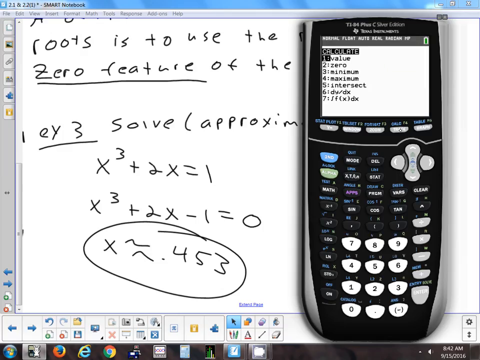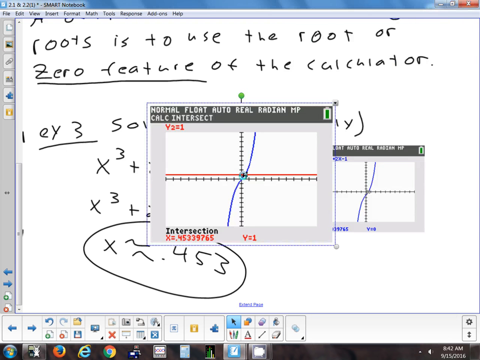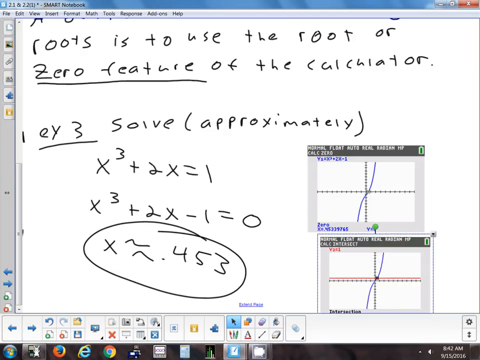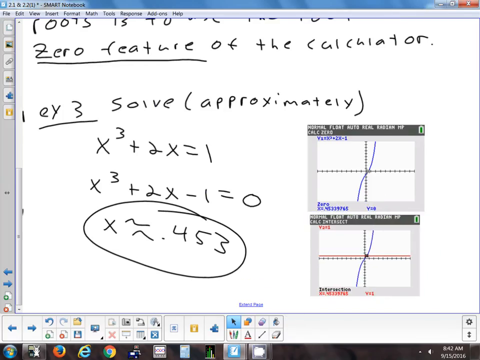So second calc, intersect. Pick a point on the first curve, a point on the second curve, and they only cross once, so just take a guess, and you get 0.453 again. Okay, so 2 different ways to get exactly the same answer. Any questions on doing it either way, either with an intersect or a 0? Okay.